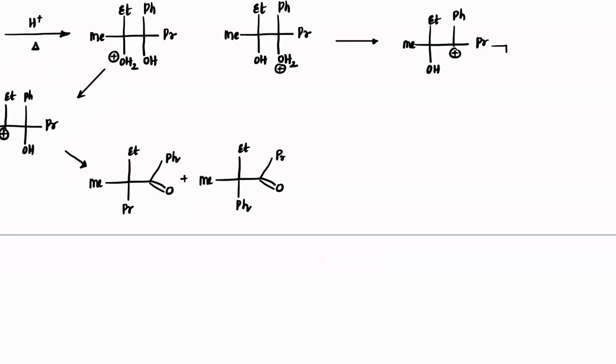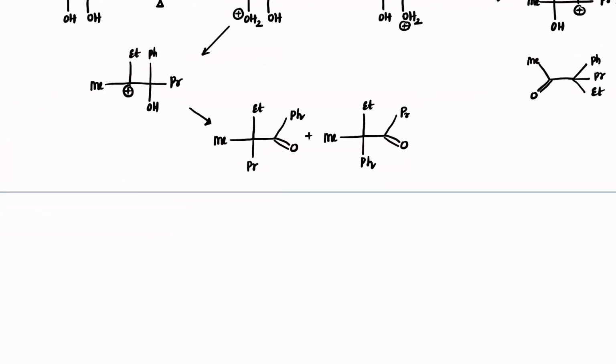From here, if we write the products, again we can get two products here. We can get Ph, Pr with ethyl substitution with double bond O and methyl present here, or we can have the same thing, double bond O, ethyl here with Ph, Pr and ethyl. Okay, now notice one by one.